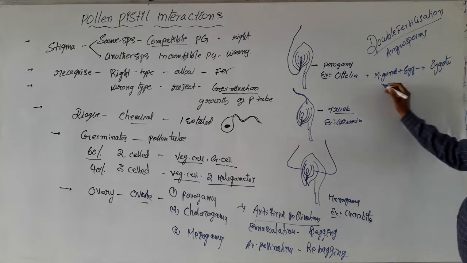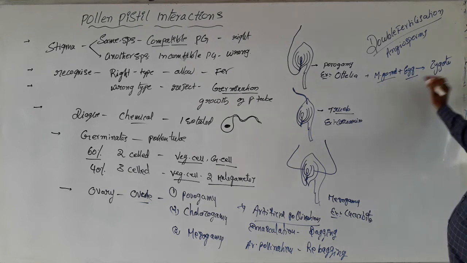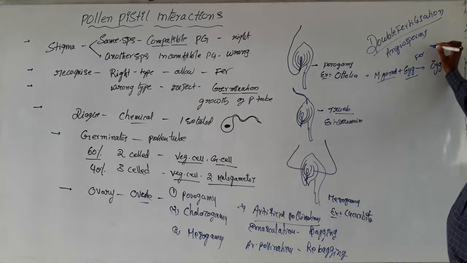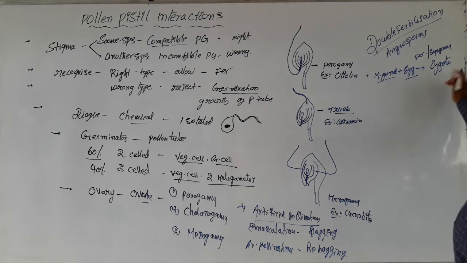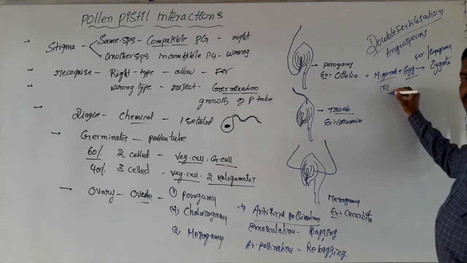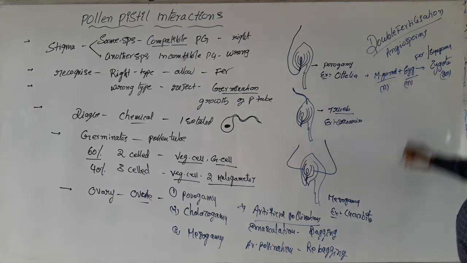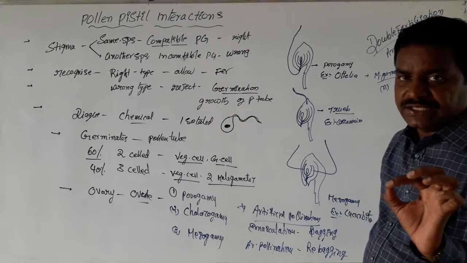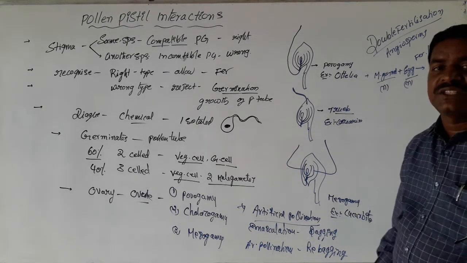The fusion of the first male gamete with the female gamete, the egg, is considered as fertilization. This is called fertilization, and it is also called syngamy. As a result of syngamy in angiosperms, the zygote is formed. The male gamete is haploid, the female gamete is also haploid, and the resulting zygote is diploid. So the fusion of the first male gamete with the egg cell is called fertilization or syngamy. It was discovered by Strasburger.